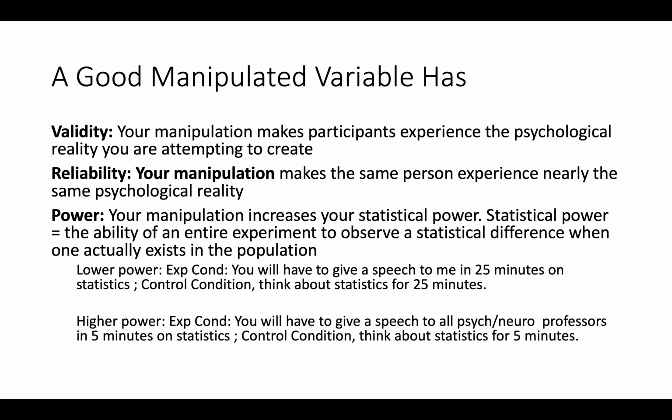I'm going on to my third criteria, power. Power is the ability of an entire study to find a significant difference, if one exists in the population. Remember, it's inferential statistics. We're inferring about the population. You can increase the power of your study by making the differences between your experimental conditions, your experimental and control condition, drastically more different. However, in this case, low power is not always bad.